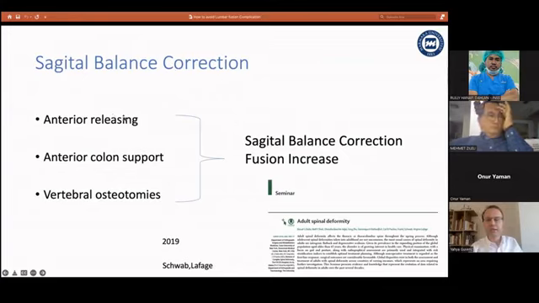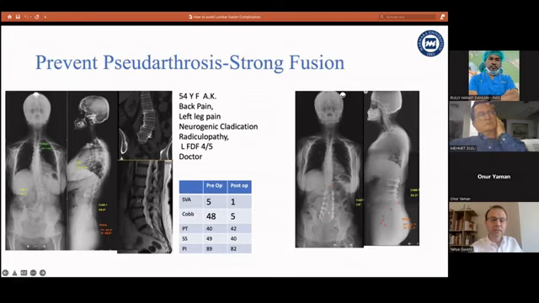How can we do that? Anterior release, anterior column supports, and vertebral osteotomies help us get sagittal balance. And this is an adult degenerative scoliosis. For example, in these patients, we need to make osteotomies here to reduce stress on instruments, to prevent breakage of instruments, and to prevent instrument pull-out.